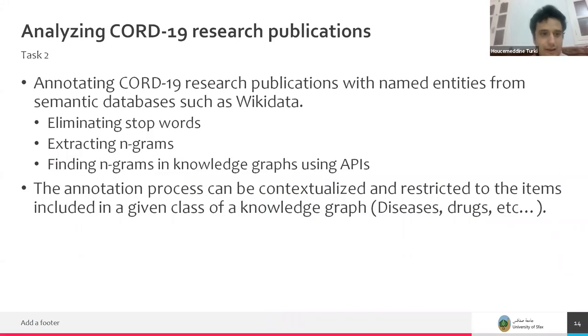Okay. The third key method for analyzing CORD-19 research publications is the annotation process. We should annotate the CORD-19 research publications with named entities from semantic databases such as Wikidata. We should eliminate stop words, extract n-grams, and find the n-grams in knowledge graphs using the APIs. Okay, the annotation process can be contextualized because we can restrict it. For example, we will annotate only drugs, or we can annotate only diseases, etc.